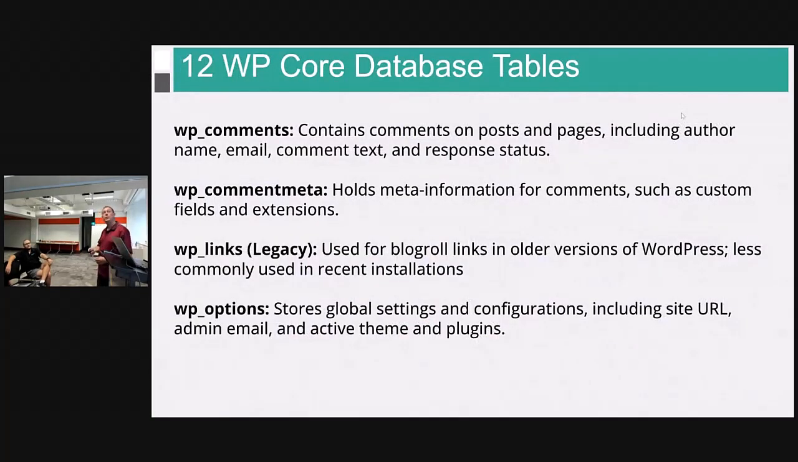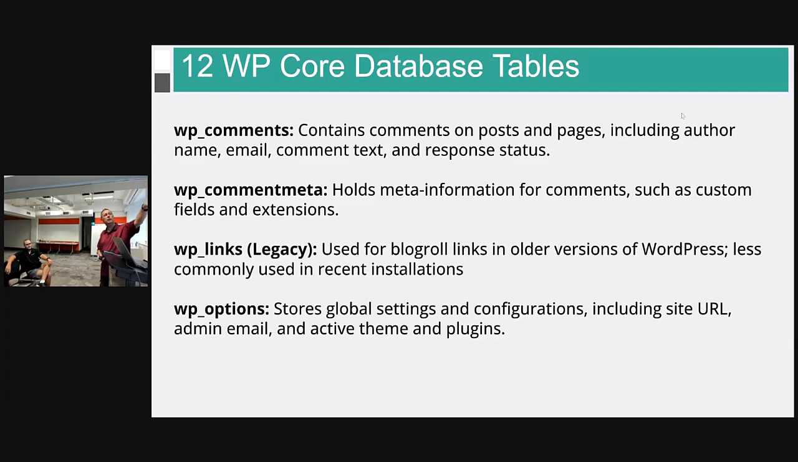There are 12 core database tables. Here they are, WP underscore comments. And then you'll see some database tables that are the same but with the word meta. So comments is where it stores the main comments data, so the title, your name, website URL, and the comment. And then a meta table is an extra table that holds additional information you could add to comments, things like custom fields. So they're kept a little bit separate.